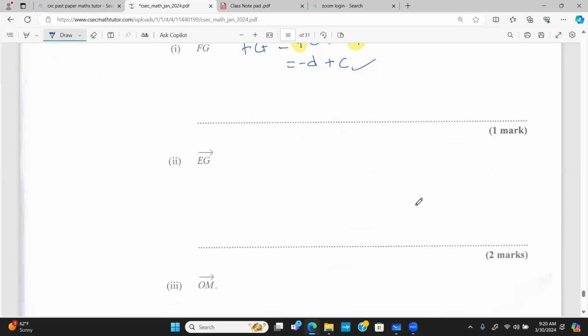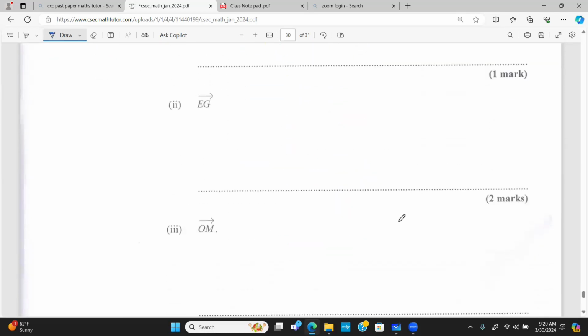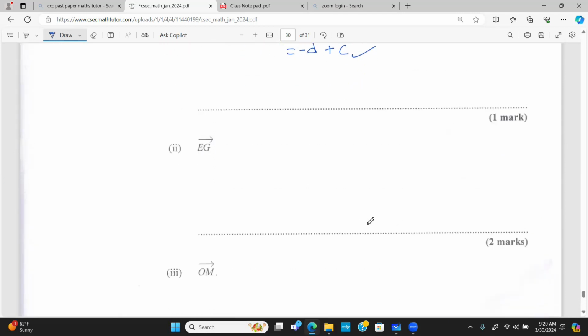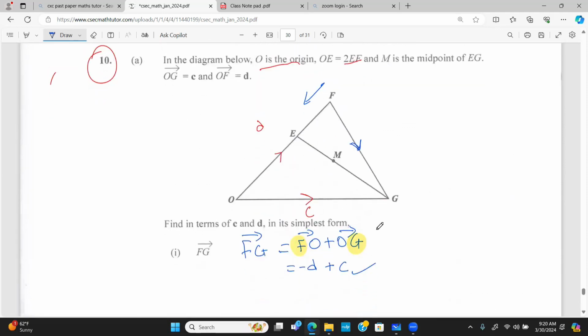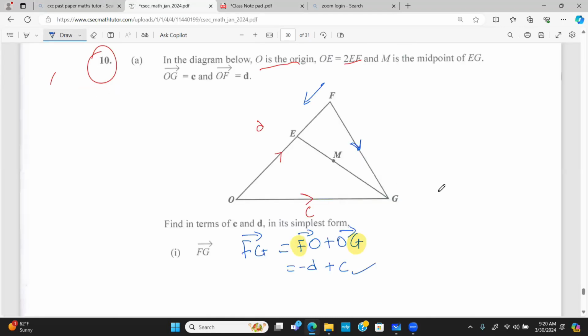Let's see the other question. The other question says that we want to find EG. So our intention is to find EG. Now let's take a look at what EG is. If we're going to find EG, we're moving here. We want to find this. That's EG. Now, first, we're going to put on some more labels here.